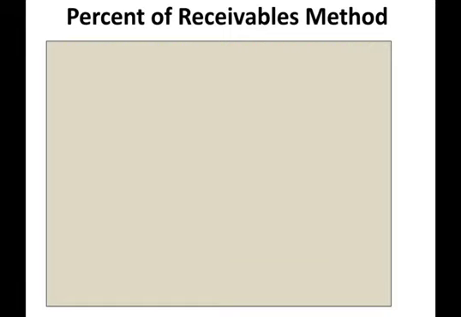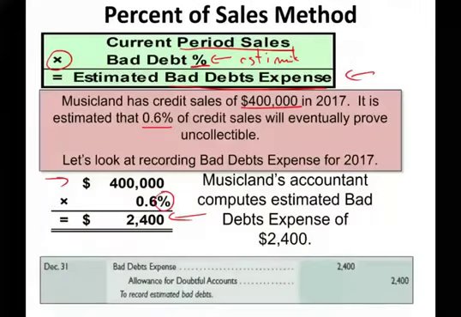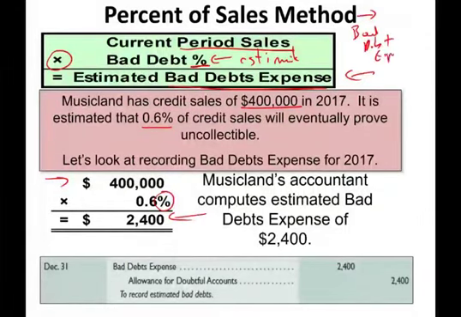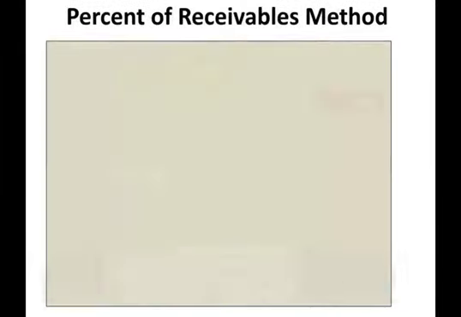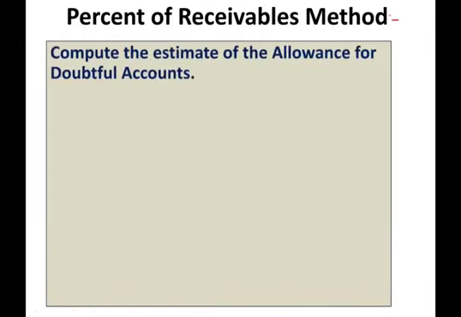So notice, here's what I want you to think about. Under the percentage of sales method, we are computing bad debt expense. That's our goal. Under the percentage of receivable method, what we are really computing is the ADA. Think of it, we are computing the ADA account, the allowance for doubtful accounts.